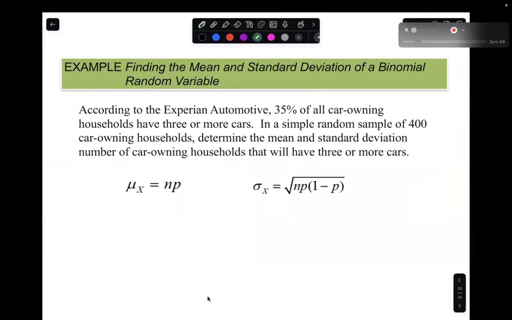Okay. For the Experian Automotive car owning households, in a simple random sample of 400 car owning households, we're determining the mean and the standard deviation. So the mean, mu sub x, is going to be 400 times 0.35.